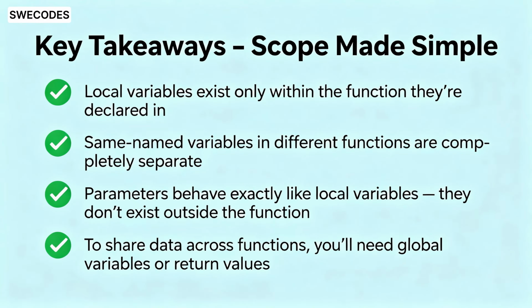5. Key takeaways: scope made simple. Let's wrap this up with some golden rules you can use right away. Local variables exist only within the function they're declared in.